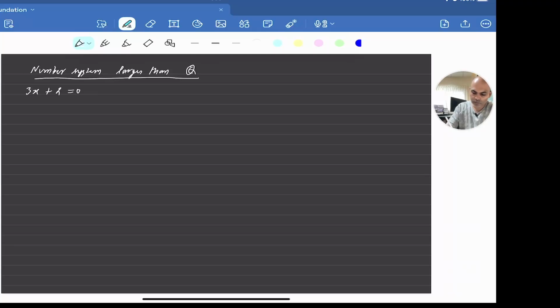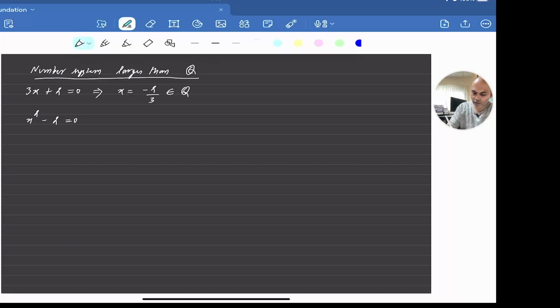equal to 0, and we know that the solution to this equation is x equal to negative 2 over 3, which is a rational number. Now let's try to modify this equation a little bit and see what happens. Let's consider x square minus 2 equal to 0.